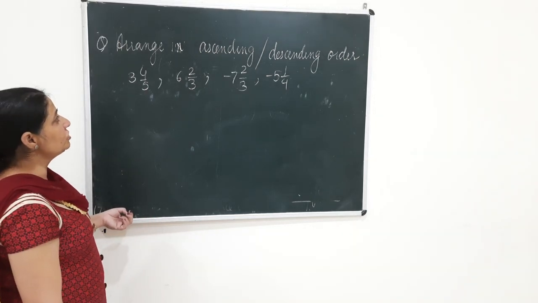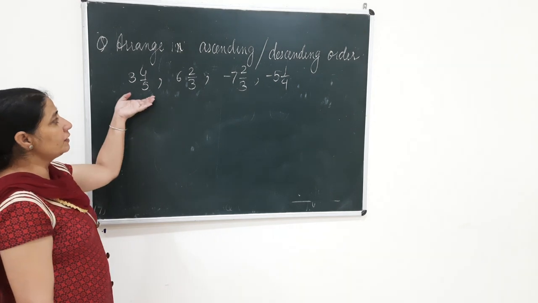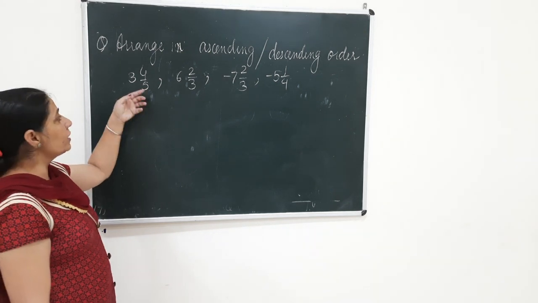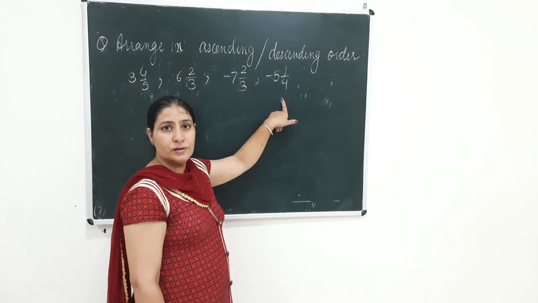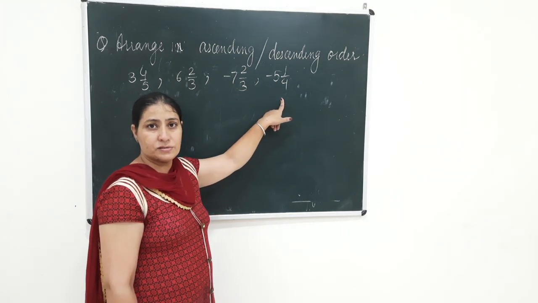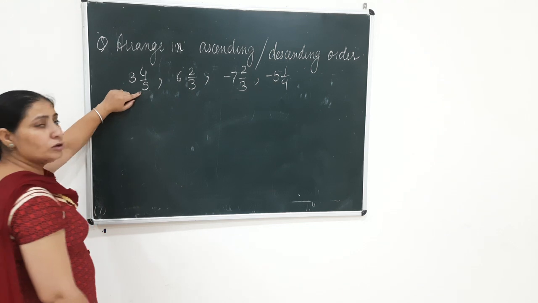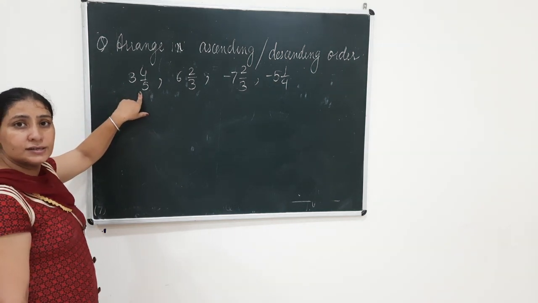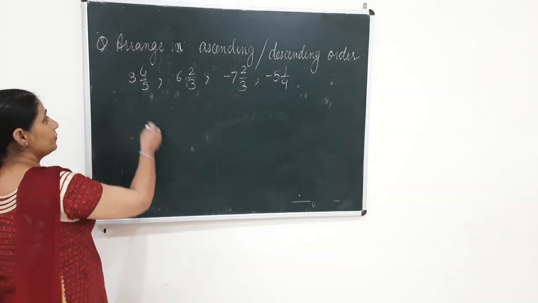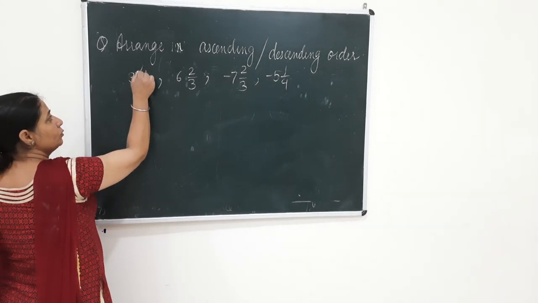Beta, we have to arrange in ascending or descending order. We are given some rational numbers. As you can see, these rational numbers are given in mixed fraction form. Okay, you know what mixed fractions are. So first of all we will convert all of them into improper fractions, and then we will learn how to arrange them in ascending or descending order.